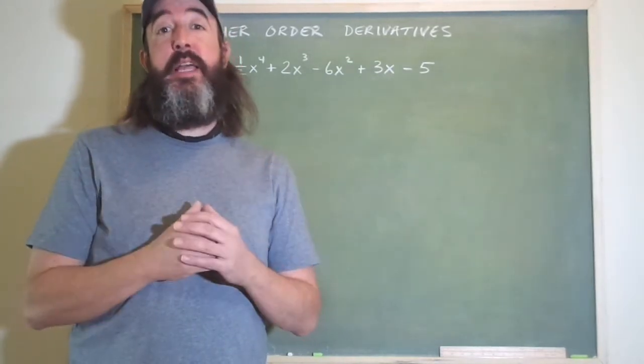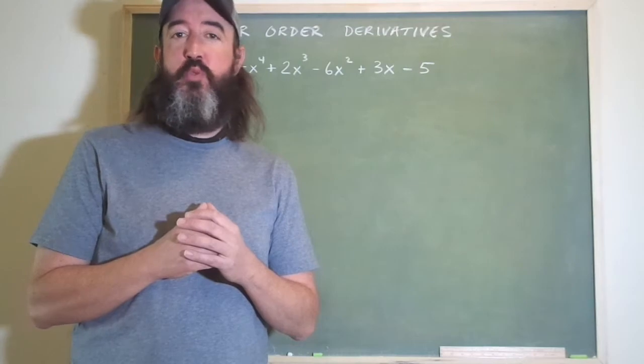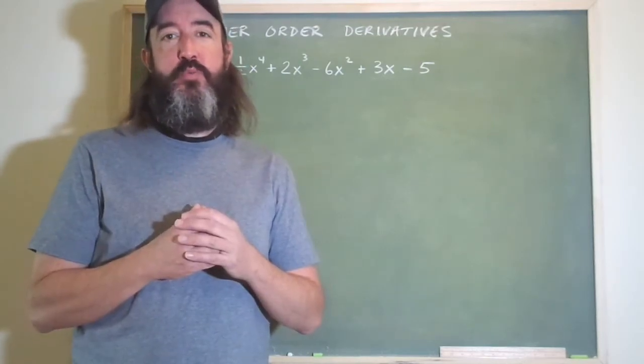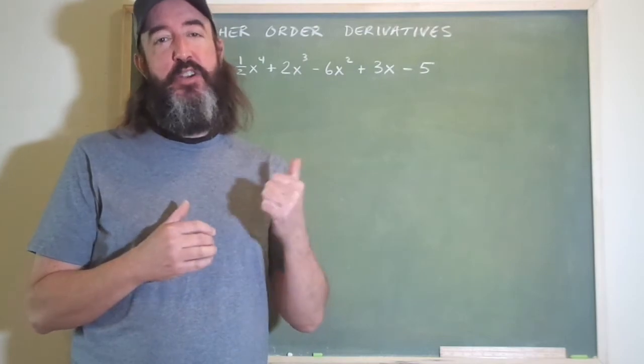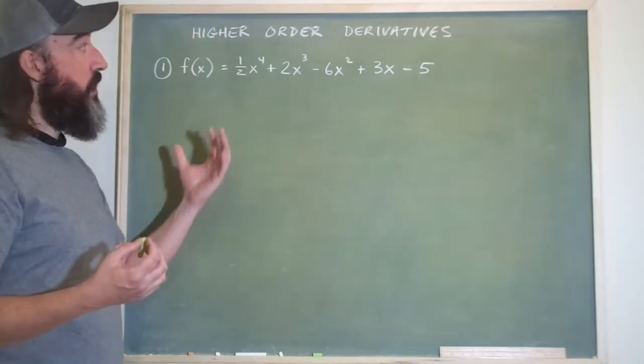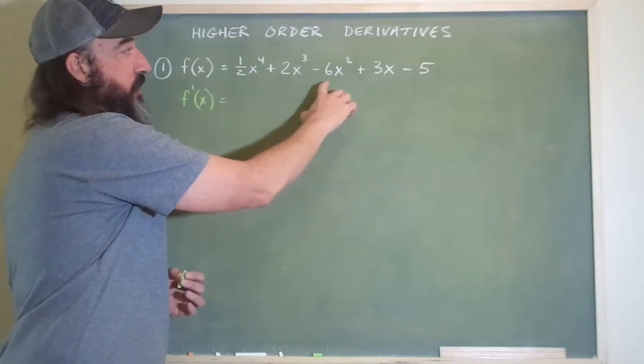Watching this video is an encouraging sign, because that tells me you survived the product and quotient rule and the chain rule. And if you did indeed survive them, I think you're going to find this lesson a cinch. We don't need the product or quotient rule to get the derivative here. We can simply use the power rule on each of these terms.